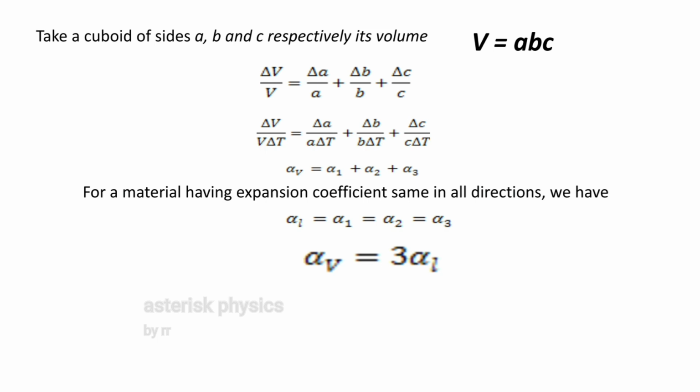Here you have to note that it is very difficult to determine the values of alpha V and alpha A. Usually, alpha V and alpha A are approximated as thrice the value of alpha L and twice the value of alpha L respectively. Alpha L can be easily determined.